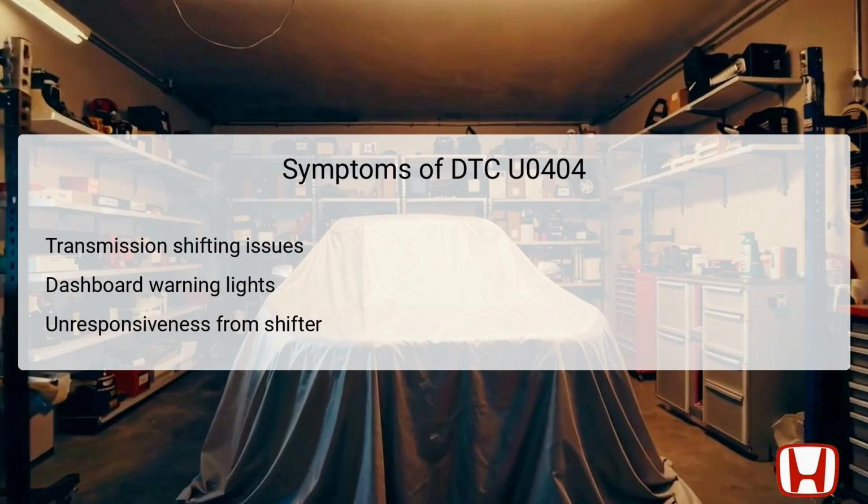When DTC U0404 is triggered, several symptoms may become apparent, affecting the vehicle's performance. Drivers may experience transmission shifting issues, where the vehicle struggles to change gears or fails to shift altogether. This can lead to poor acceleration or erratic behavior while driving. Additionally, the dashboard may display warning lights, indicating a malfunction in the transmission system. In some cases, the shifter itself may become unresponsive.